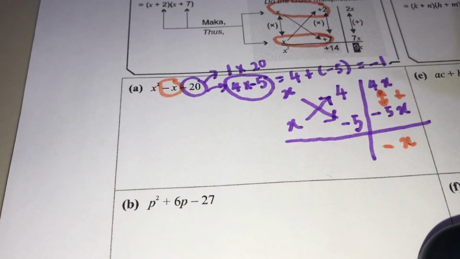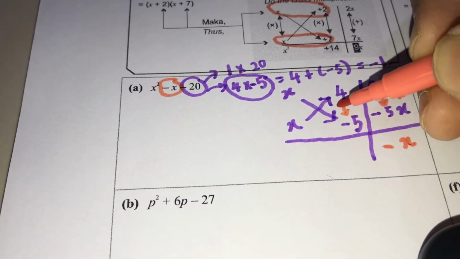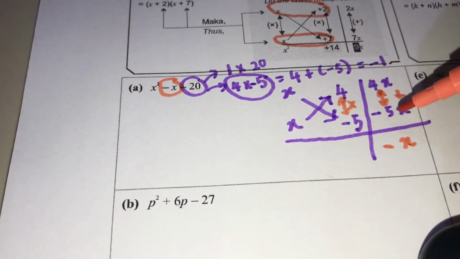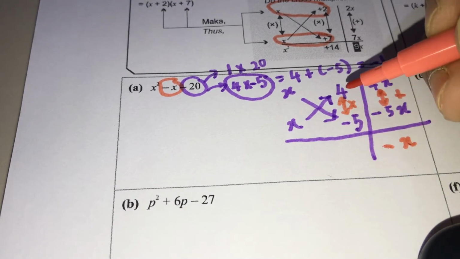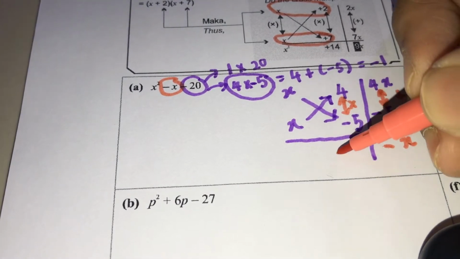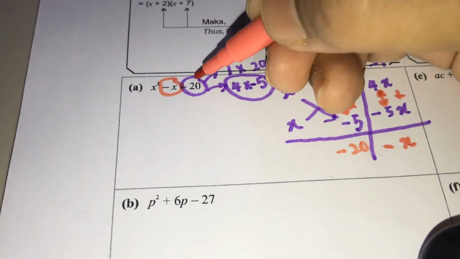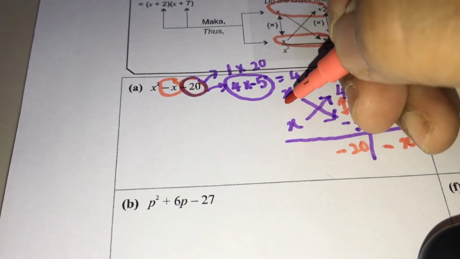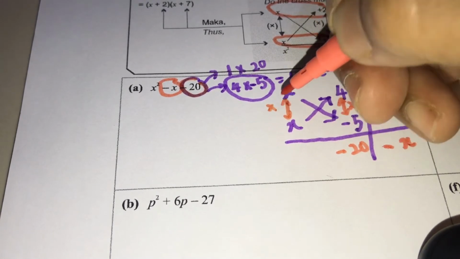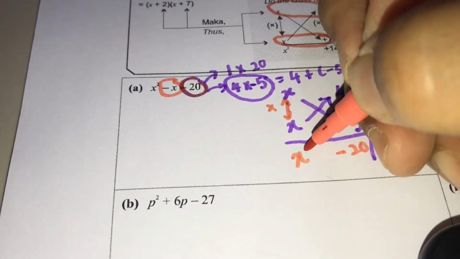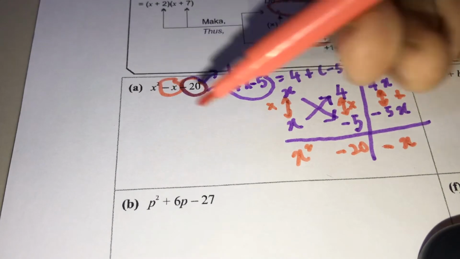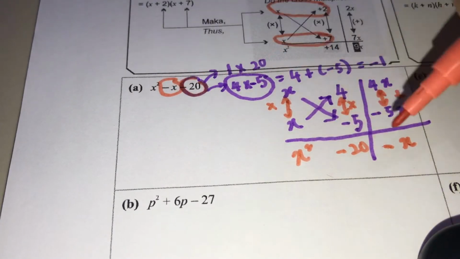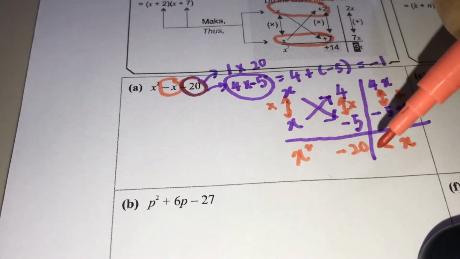Okay, correct. And then this one you must multiply. This one plus, this one multiply. 4 times negative 5, you get negative 20. Check, this one must be negative 20. Correct. Here also you must multiply. X times x, x square. This one x square, correct. This one negative x, this one negative 20.